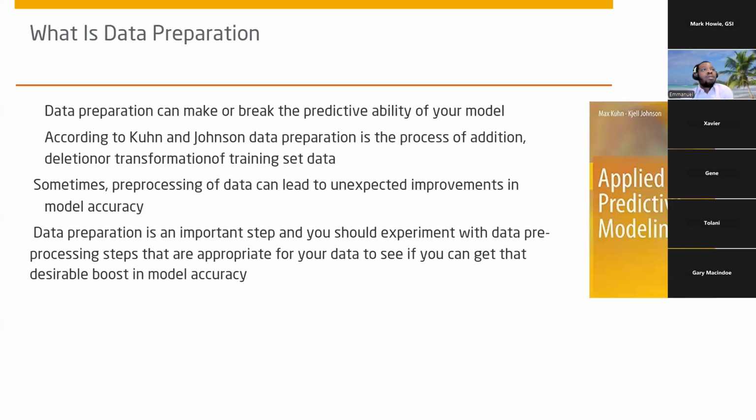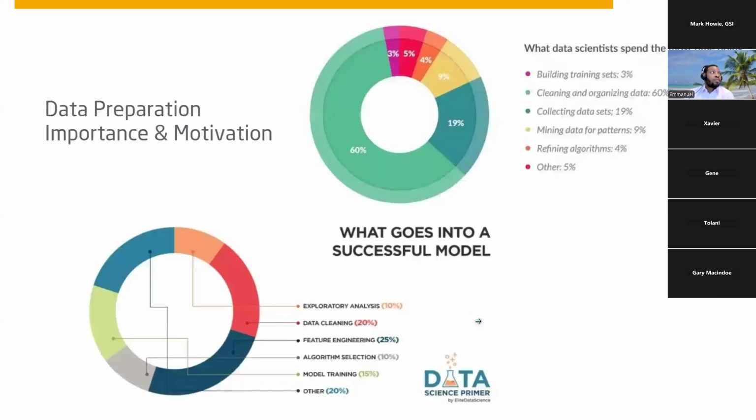And this book, Applied Predictive Modeling by Max Kuhn and Johnson, is a book I'll recommend for you. During the data preparation stage, it's very important for you to do as much experimentation as possible. This stage is not to be rushed. You need to iterate and iterate. Don't rush it, because if you rush it, then you have to come back.